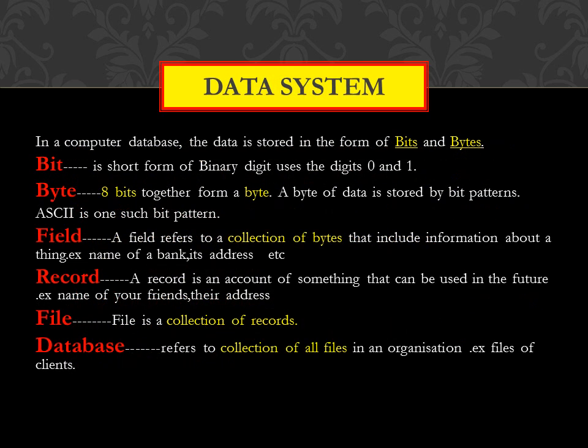Right, now we have the data system. In a computer database, the data is stored in the form of bits and bytes. Now we all know that we are storing our content, our data, in the computer. Is that so or not? So how is it stored? Computer data means all the content that is stored in the computer, and it is stored in the form of bits and bytes. Very important. First is the bit. Bit is a short form of binary digit, and it uses the digits 0 and 1 only. 0 stands for off, 1 stands for on.